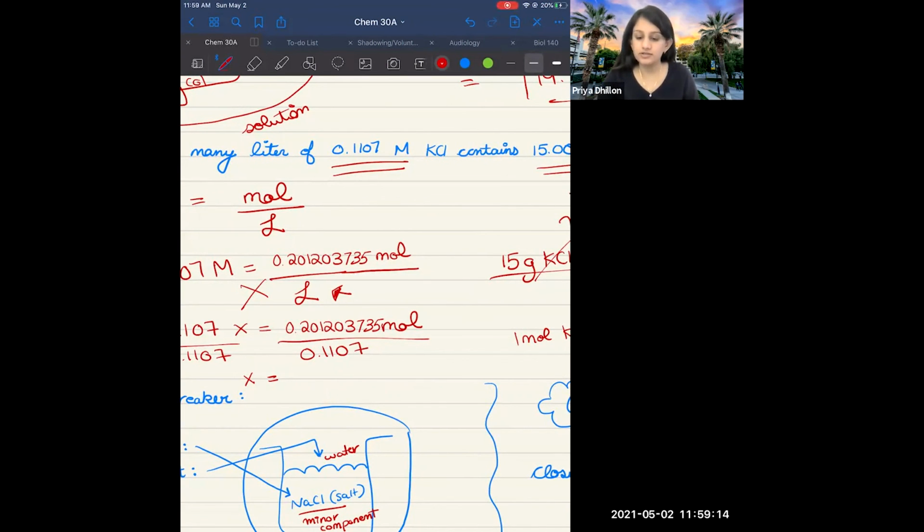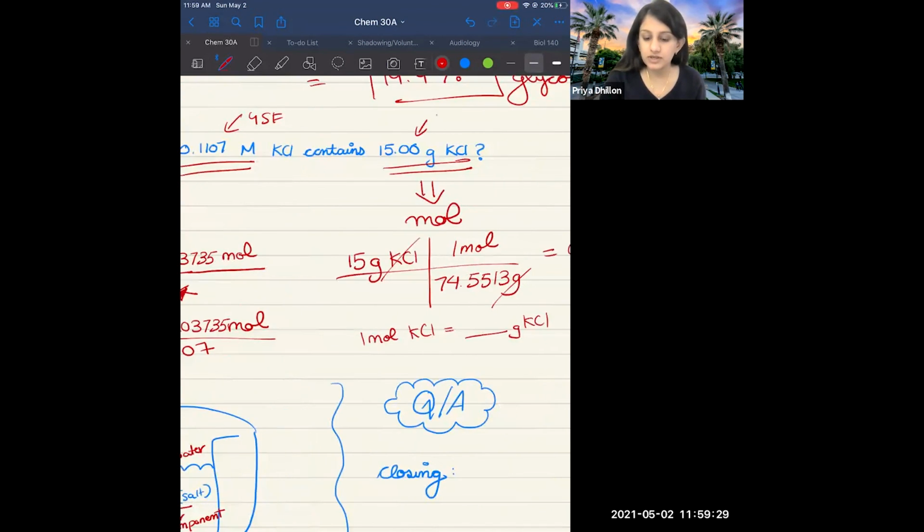Yeah, that's also what I got. But again, guys, let's not forget that we have to put everything in sig figs. So this is 4 sig figs. So what will be my answer? See, this is 4 sig figs. This is 4 sig figs. So our answer has to be 4 sig figs.